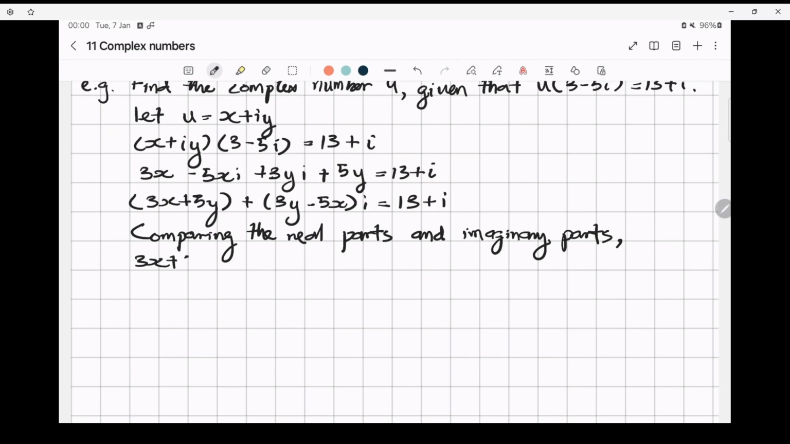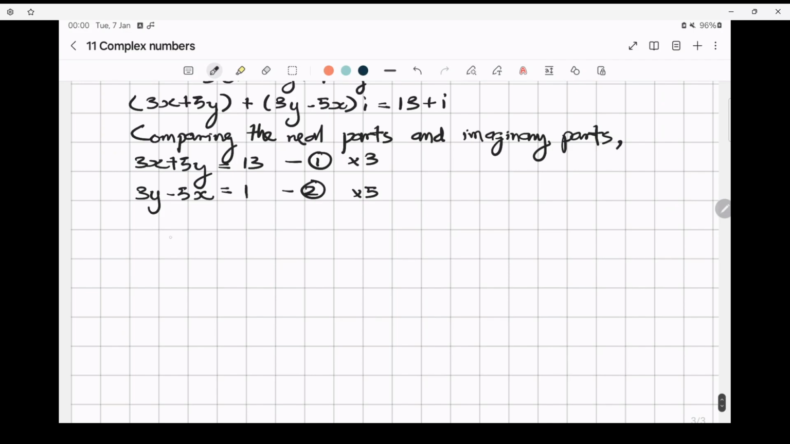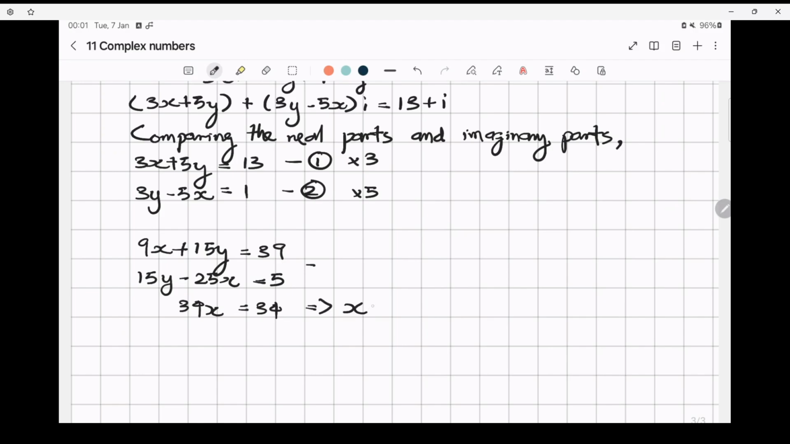So 3x plus 5y equals 13. This will be your first equation. Second equation, 3y minus 5x equals 1. To solve this, the easiest way is to multiply the first equation with 3 and the second equation with 5. Then the first equation will be transformed into 9x plus 15y equals 39. The second one will be 15y minus 25x equals 5. Now you subtract them to eliminate 15y. So you have 34x equals 34, which means x equals 1.